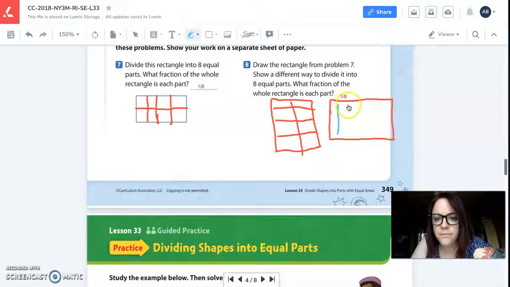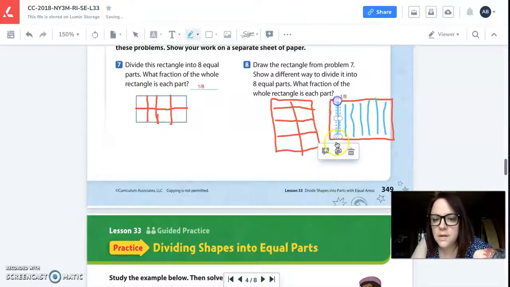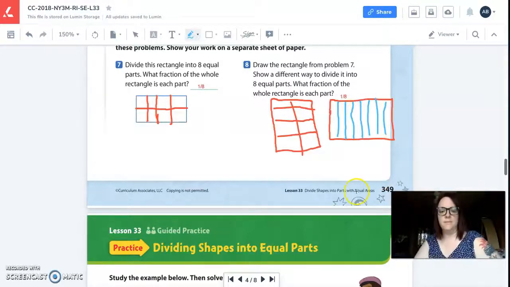So 1, 2, 3, 4, 5, 6, 7, 8. So they just drew, so here, we'll make it a little longer so then you can see it. So they drew on their paper to make it the lines just keep doing columns, which is okay. That's fine. So they did columns like that.